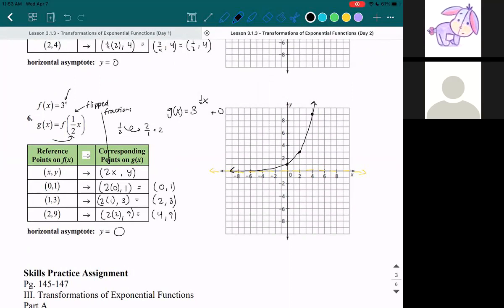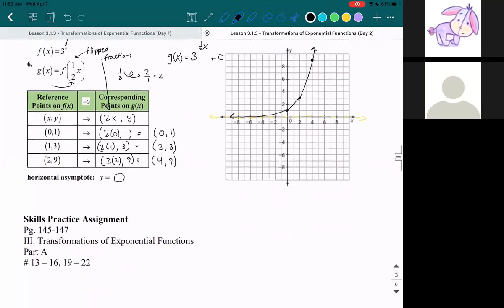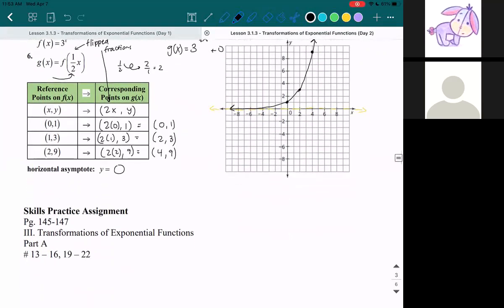dilations. So if you have any questions, please let me know. Other than that, you are just doing the skills practice assignment over here. So numbers 13 through 16 and then 19 through 22. And that's pretty much it. Call me over if you have any questions.